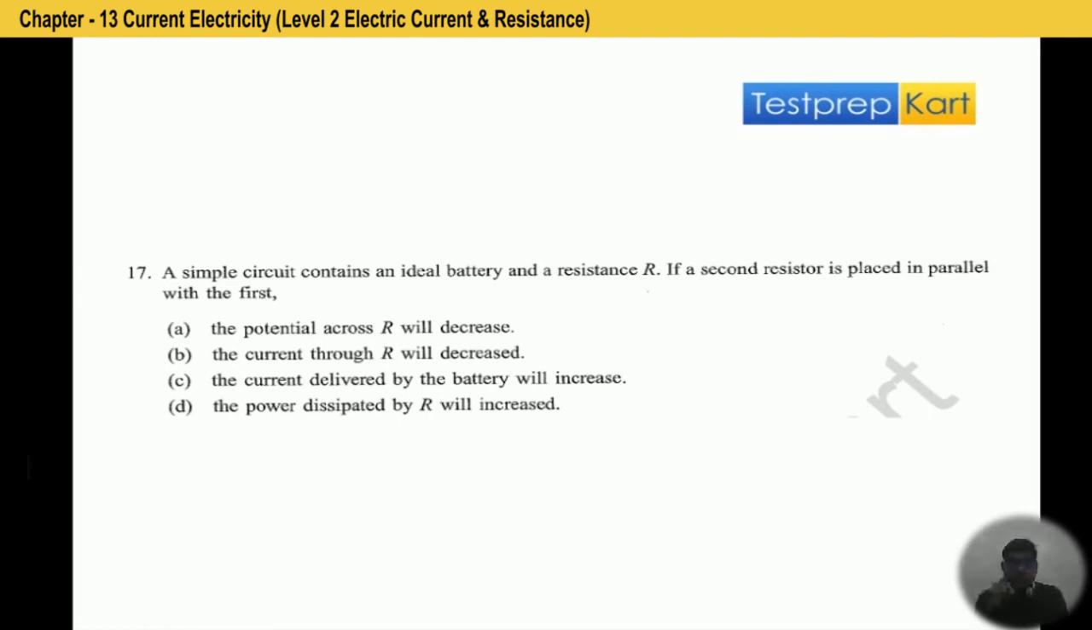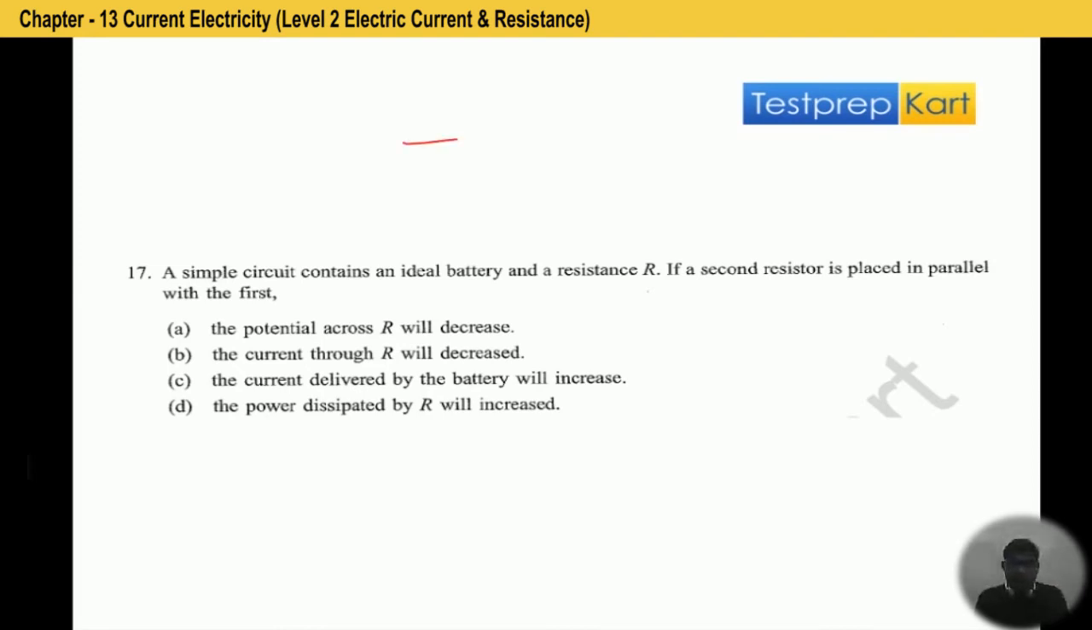Next is question number 17. A simple circuit contains an ideal battery and a resistance R. If a second resistance is placed in parallel with the first resistance, then first, the potential across R will decrease. Second, the current through R will decrease. Third, the current delivered by the battery will increase. Fourth, the power dissipated in R will increase.